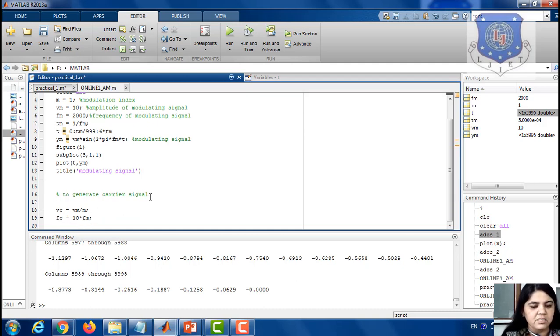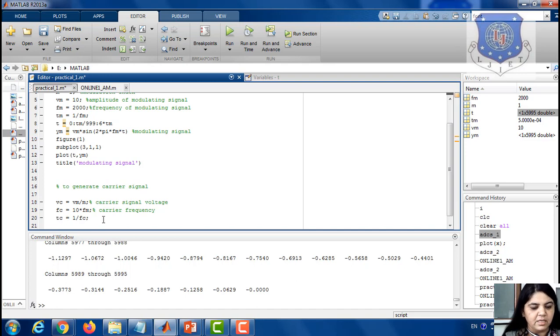So now you can see over here that we have the carrier frequency. Here I am writing the carrier signal voltage. Here I can also say that it's a carrier frequency, which is the higher frequency. So I am multiplying by some factor. So now I want to find out the time. TC is equal to 1 divided by the FC.